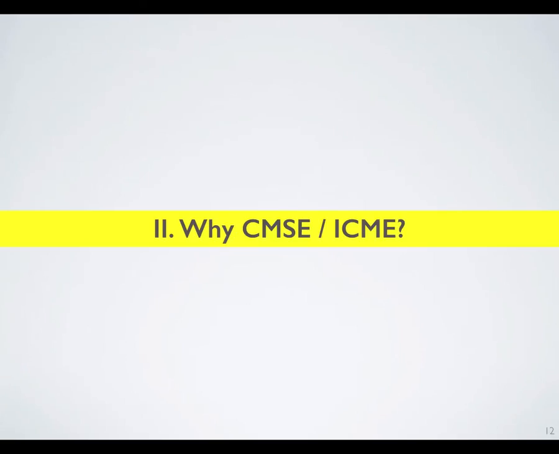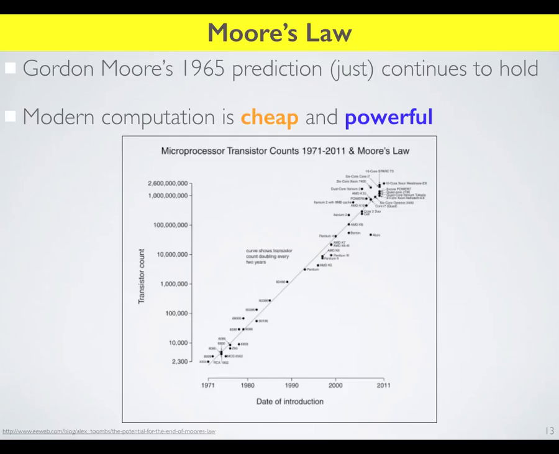So why would one want to do computational material science and engineering, or indeed integrated computational materials engineering? As I alluded to earlier, Moore's law still continues to hold. This was Gordon Moore, one of the founders of Intel, his prediction in 1965 that the number of transistors that you could fit on a chip should double approximately every 2 years, and indeed that trend does still hold. In part, it continues to hold because it's one of the performance objectives for some of the chip manufacturers to double the number of transistors every 2 years. Nevertheless, what this means is that we can ride the curve of Moore's law to exploit very cheap and powerful computation to do material science and engineering for us. Computation is cheaper and more powerful than ever before, and we can exploit that to do some interesting science and engineering.